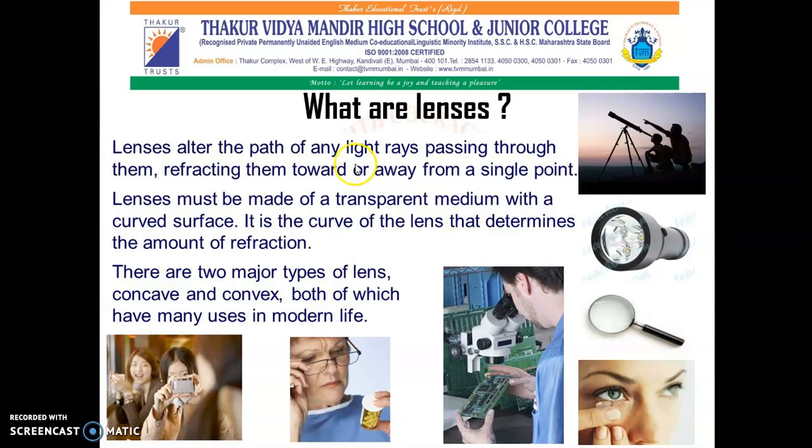Lenses alter the path of any light rays passing through them, refracting them towards or away from a single point. Lenses must be made of a transparent medium with curved surfaces, and it is the curve of the lens that determines the amount of refraction. There are two major types of lenses, concave lenses and convex lenses, both of which have many uses in modern life. Let us understand both these lenses in detail.